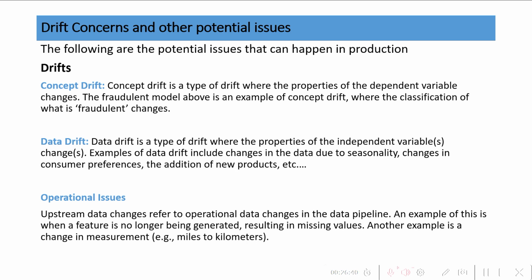Operational issues means upstream data changes, which refer to operational data changes in the data pipeline. Examples of that: a feature is not getting generated, or a feature is obsolete now, or a new feature is not being generated properly, or, let's say, memory is exhausted or the server is busy.